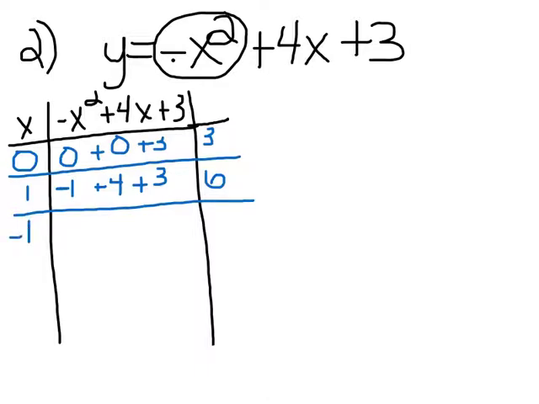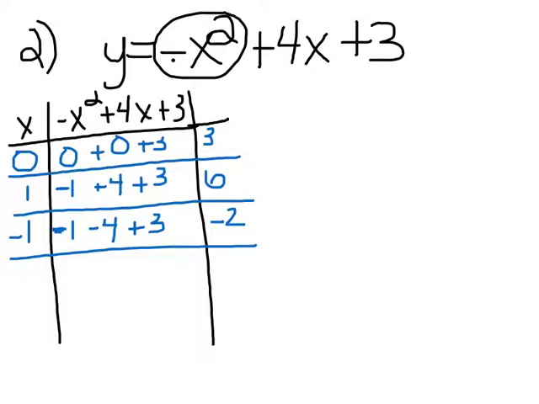Now let's plug in negative 1. A negative 1 squared is a positive 1. But we do have the negative sign outside of our x squared, so again we get a negative 1. Then we have 4 times negative 1. This gives us a negative 4. And then we have plus 3. This gives us a negative 2.